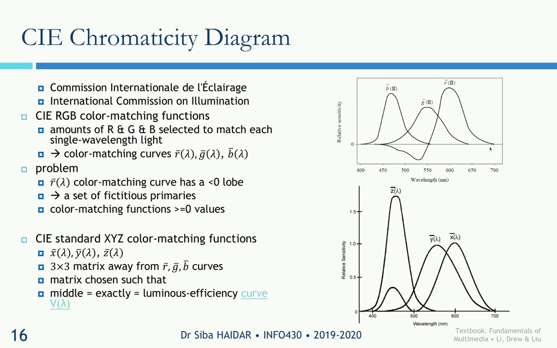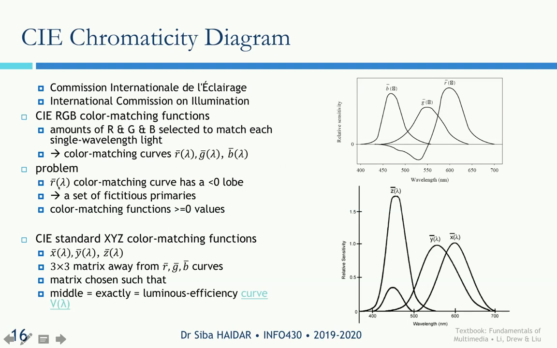You can notice here that the CIE RGB color matching functions are the amounts of red, green, and blue selected to match each single wavelength of light, and the curves are noted R bar of lambda, G bar of lambda, and B bar of lambda. The problem here is, as you can see, the R curve descends under the x-axis a little bit. So the R curve has a negative lobe.